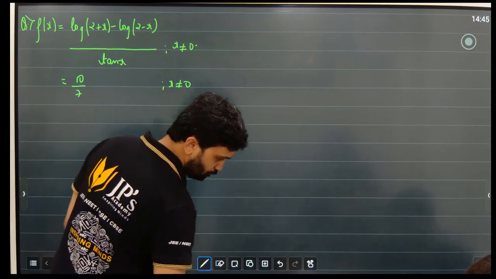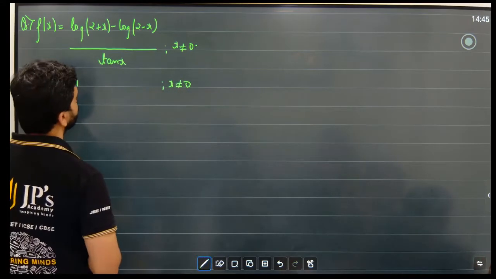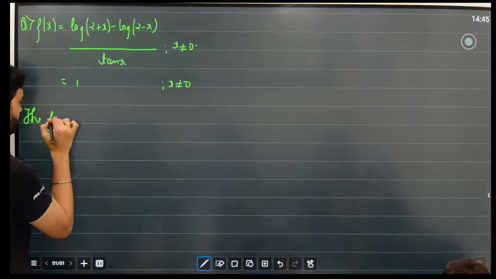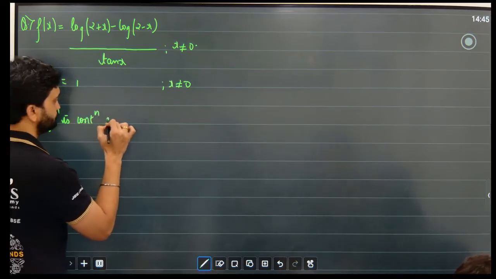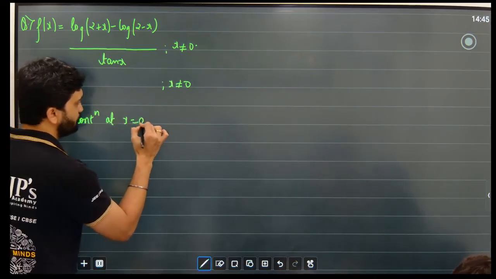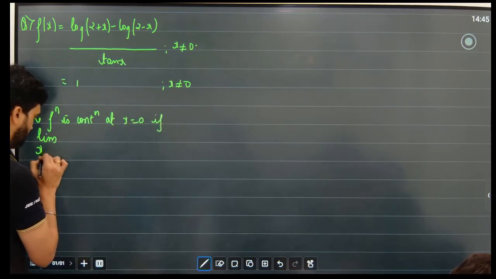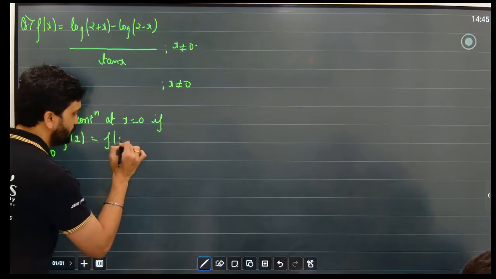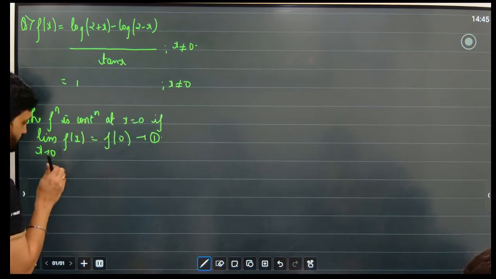It is equal to 1 when x is not equal to 0. Okay, now it's type 1. The function is continuous at x is equal to 0 if the limit as x tends to 0 of f of x is equal to f of 0. This is equation 1.